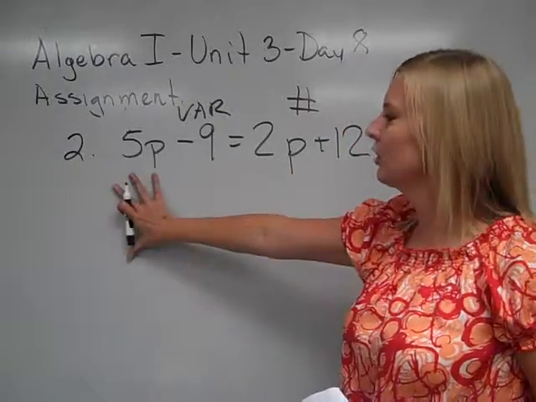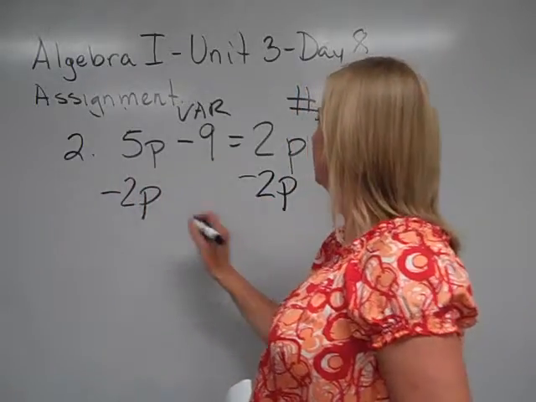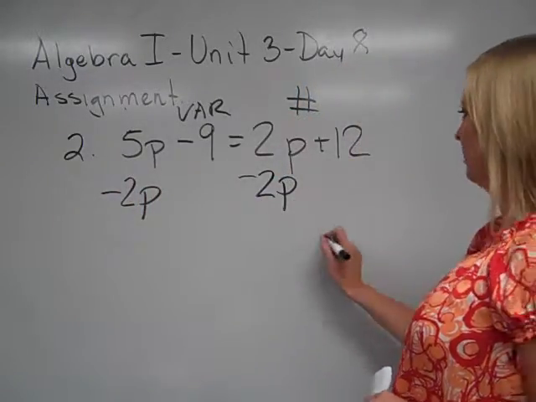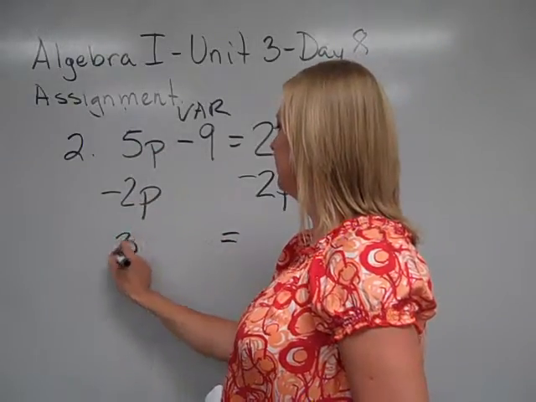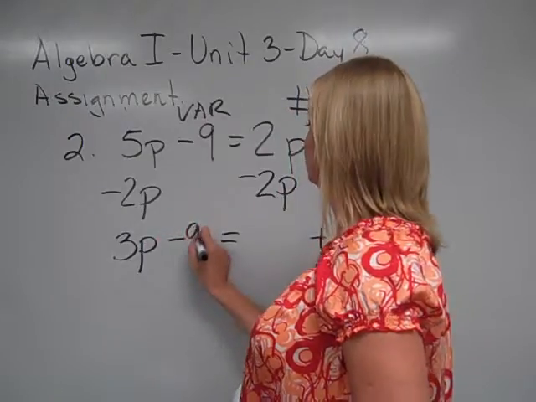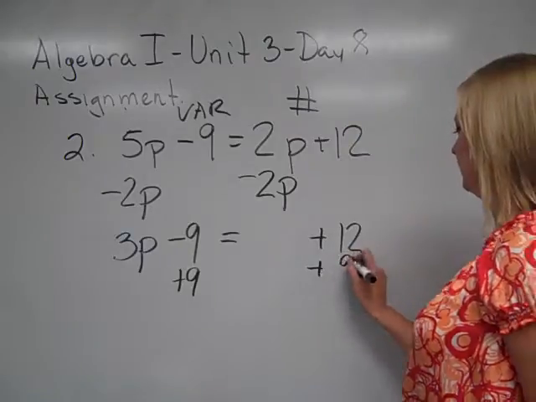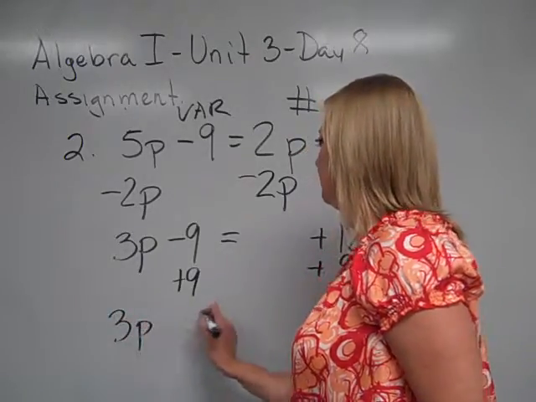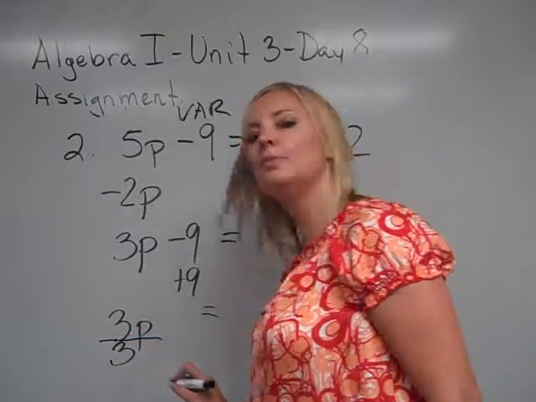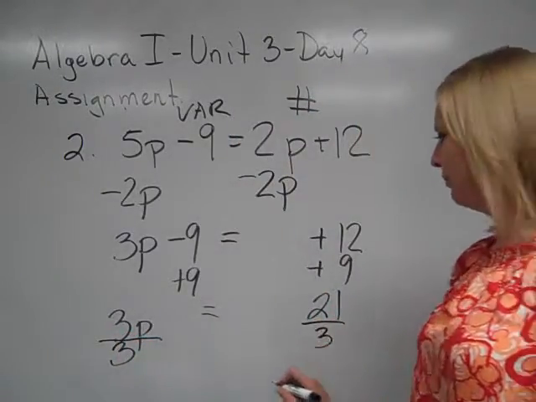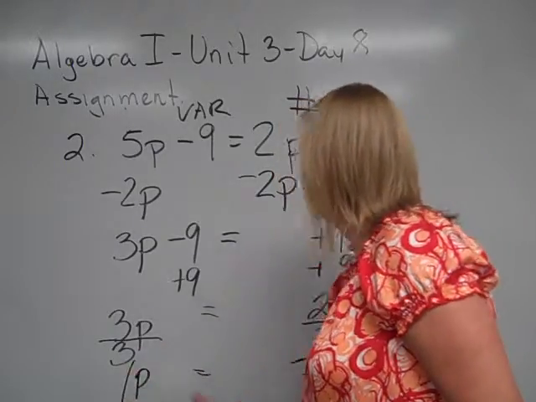So this 2p needs to go to the other side. Let's subtract 2p from both sides. 2p minus 2p is 0. 5p minus 2p is 3p. Now all of our numbers need to go to the other side, so let's add 9 to both sides. 3p equals 21. Lastly, I want to know what 1p equals, so we're going to divide both sides by 3. 1p is equal to 7.